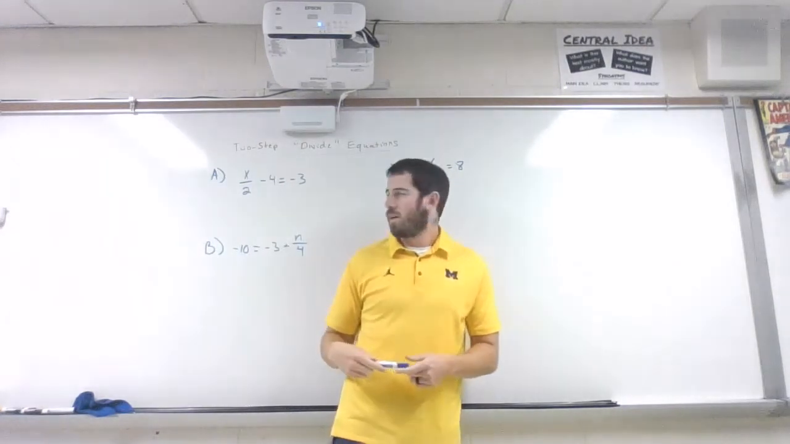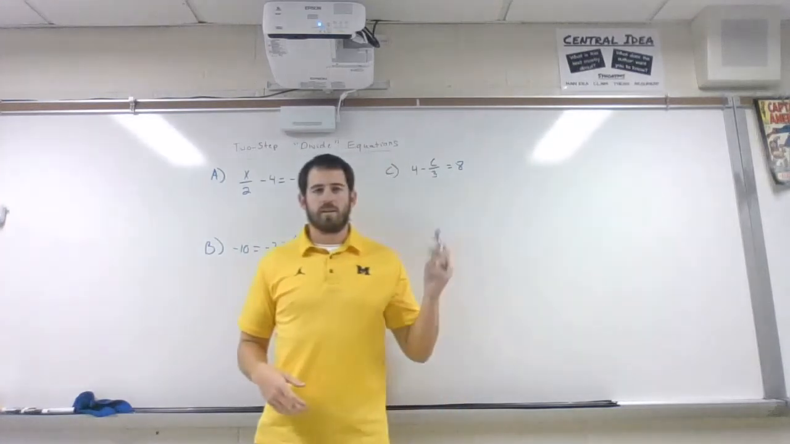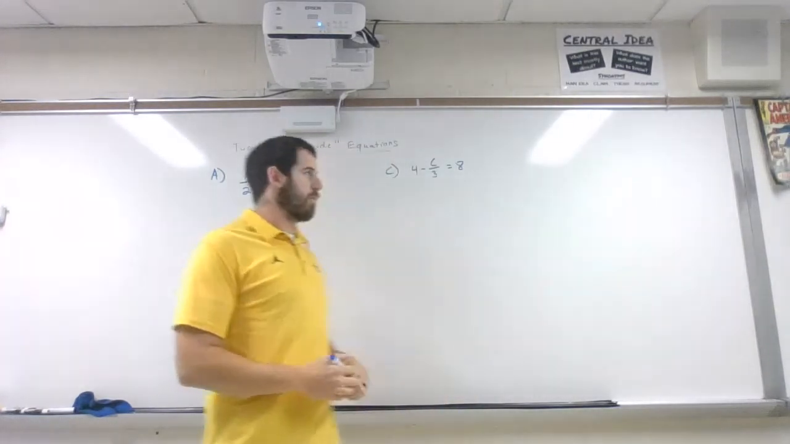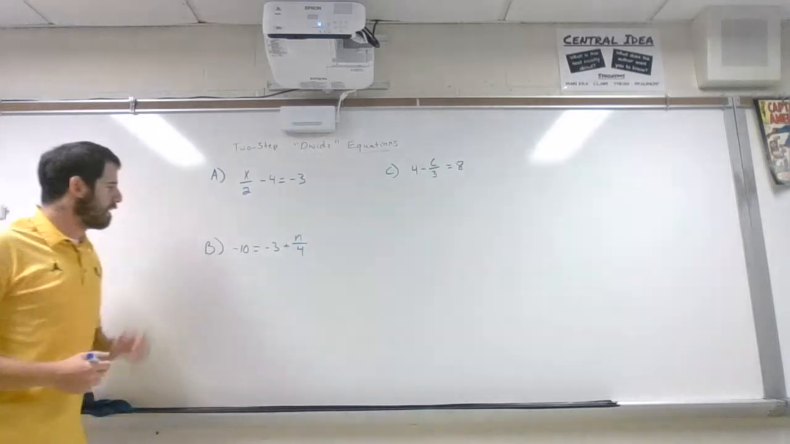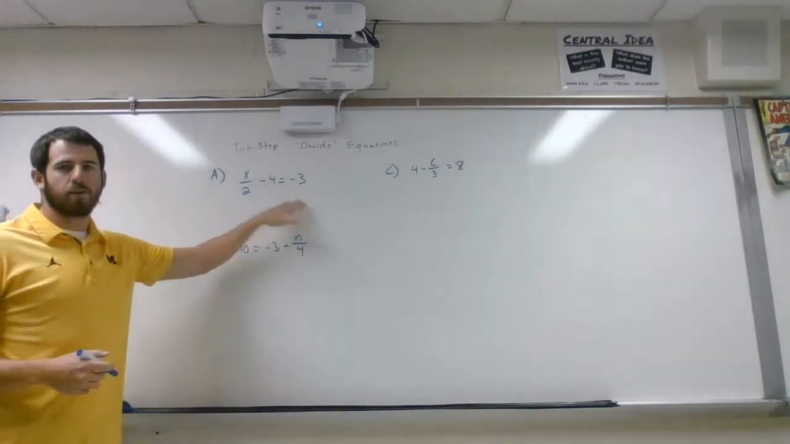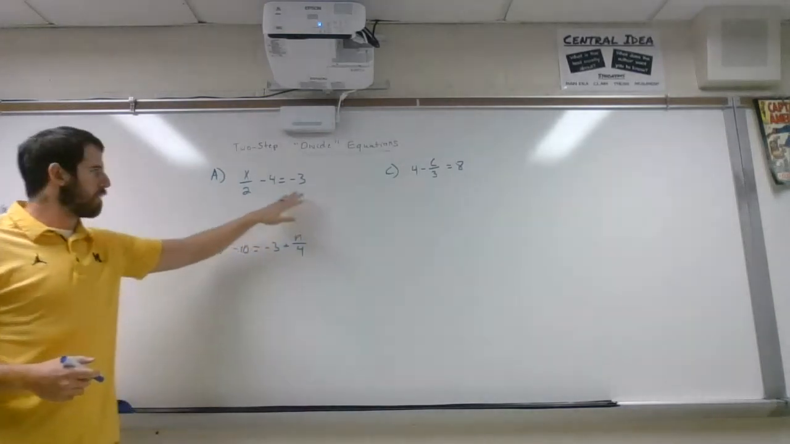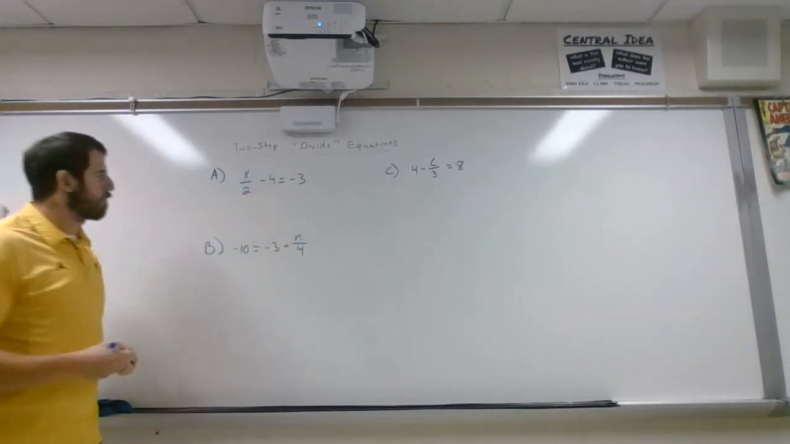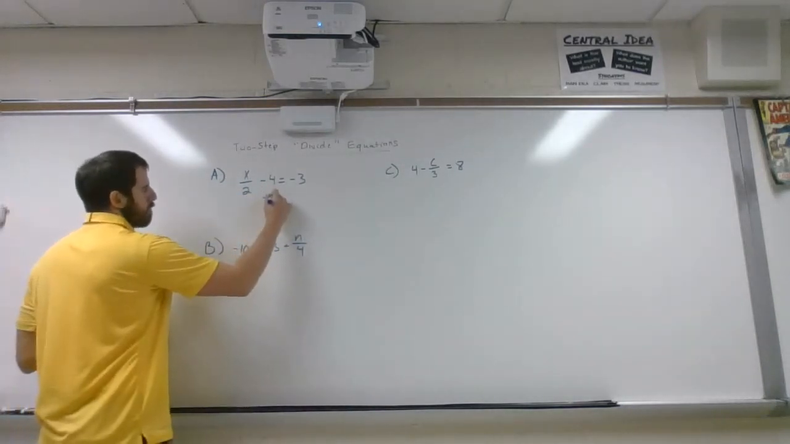So it's two steps. I'll do A and B. You'll try C, and then we'll see how you did. So, looking at A, pretty basic, okay? You always need to move your number away. We talked about opposite order of operations, okay? So the opposite of subtracting 4, I need to add 4 to both sides.